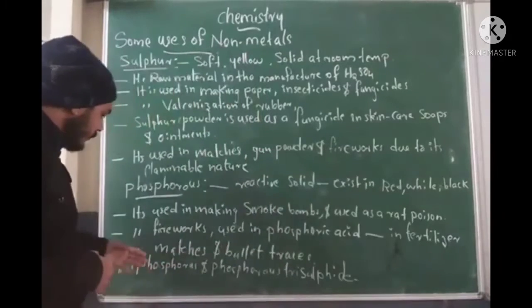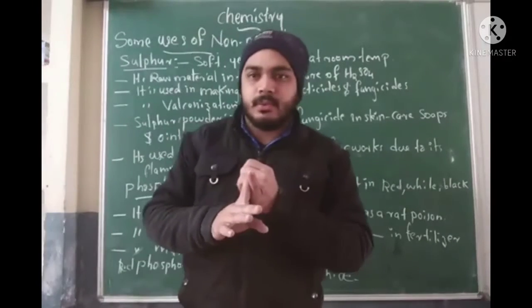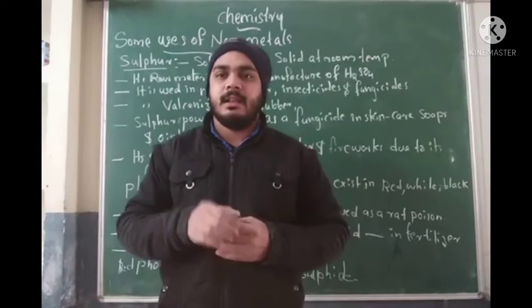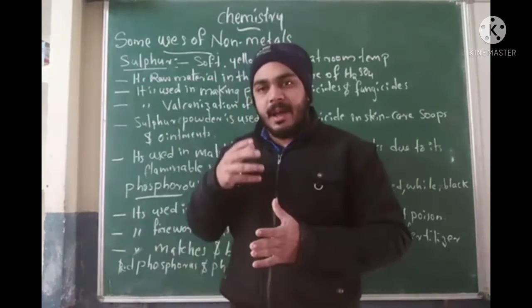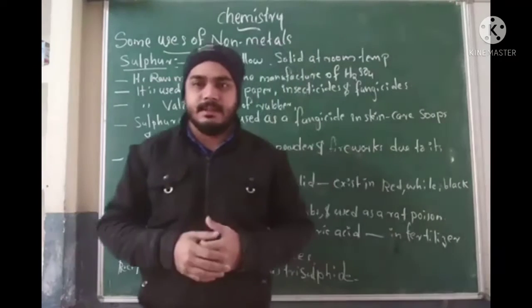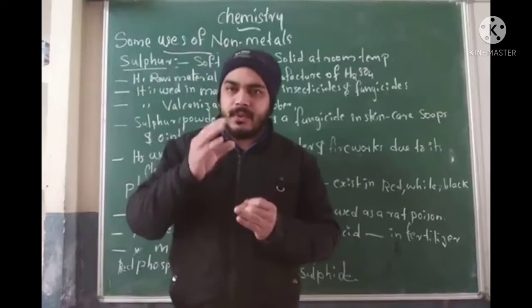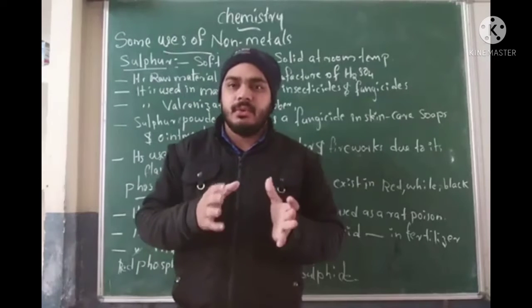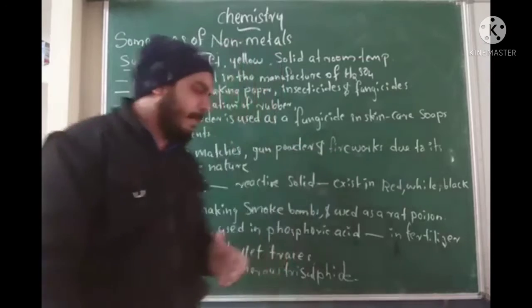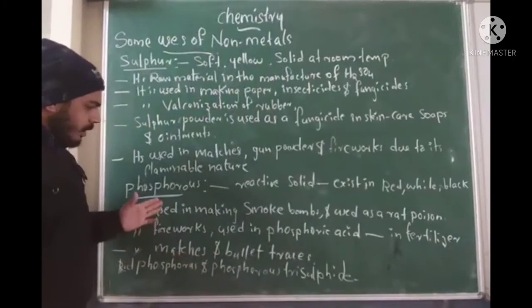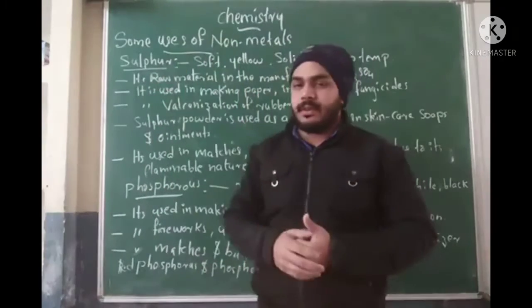And next one, its use in matches and bullet traces. There are two types: red phosphorus and phosphorus trisulfide. Both are used in the manufacturing of matches and bullet traces. These are the main uses of phosphorus and sulfur.